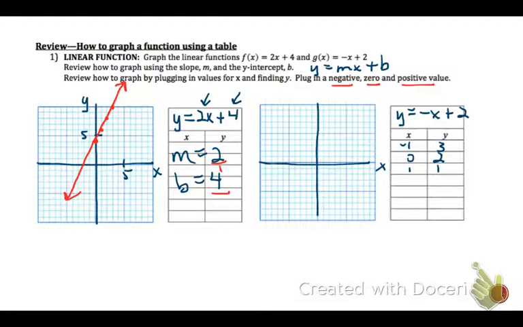Draw your xy axis, label your scale, and then plot your points. So negative 1, 3, 0, 2, 1, 1. Draw your line. Also put arrows at the end, each end, to indicate that that just goes on forever. There, now that's just a review of how to graph a linear function, either using slope-intercept or just simply plugging in values for x and finding out what y is.